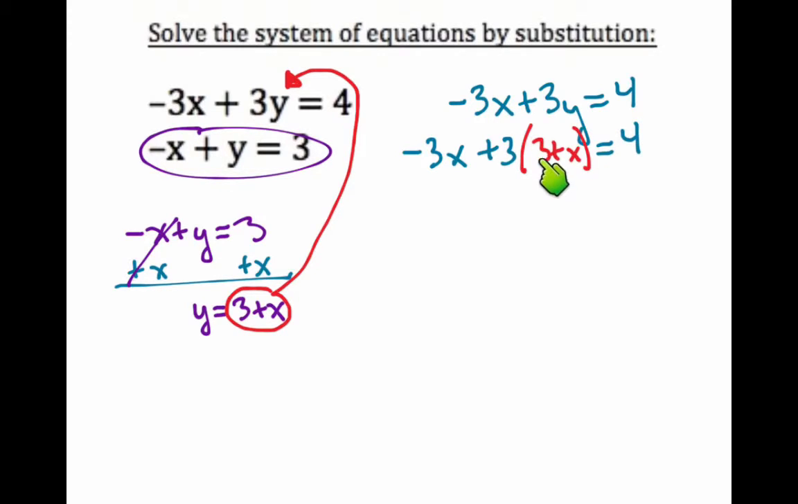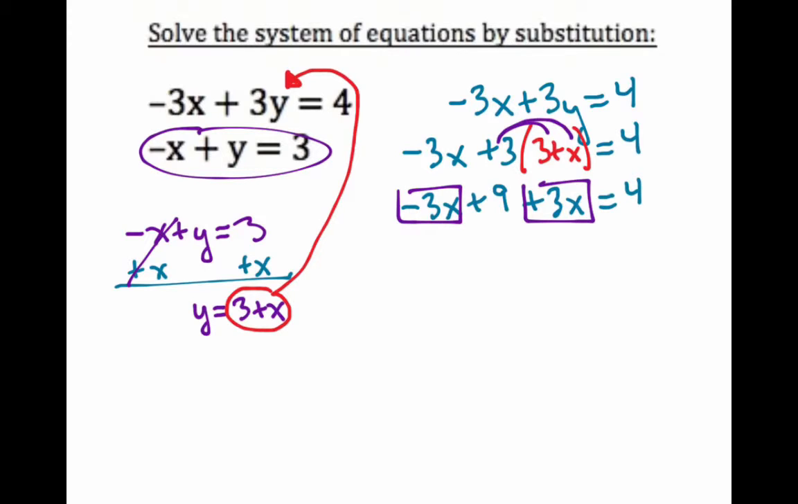I've got to distribute before I can solve, or that's my first step in solving. So I'll rewrite it again. Negative 3x plus 3 times 3 is 9, plus 3 times x gives me 3x. Copy down the rest of my equation, equals 4. Combine my like terms. I end up with 9 equals 4. Well, that's weird. That's, of course, not true.